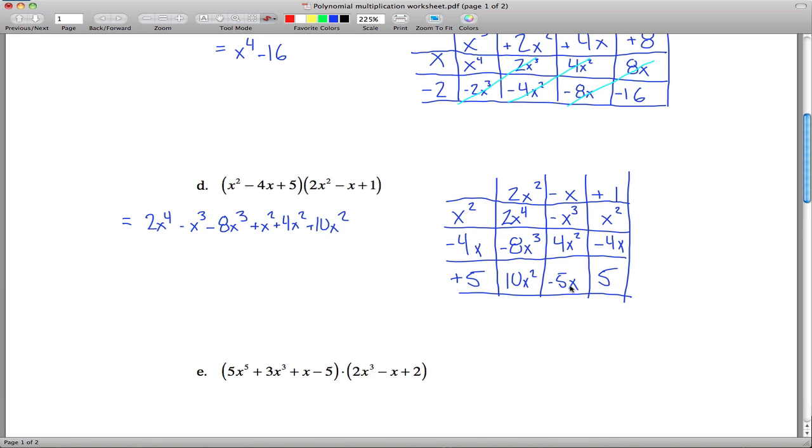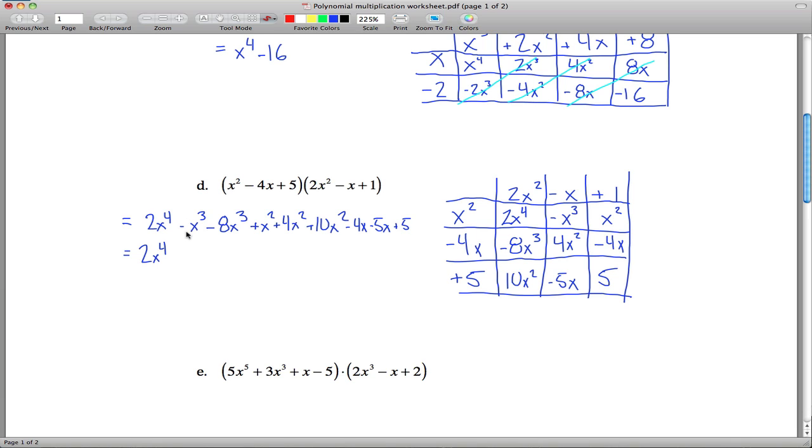I'm kind of running out of room. Maybe I can squeeze it in. My x terms, I got negative 4x and negative 5x. And finally, my constant term, just the plus 5 over here. And if I combine like terms, I only have 1 x to the 4th. Well, 2, but only one term, 2x to the 4th.